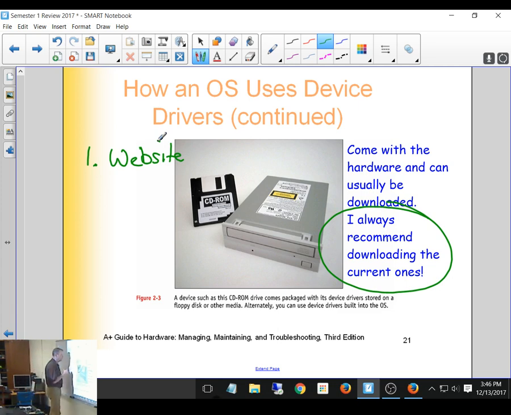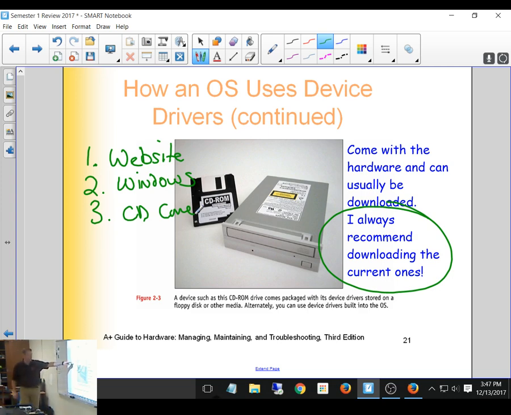So I would always recommend the manufacturer's website, and then the Windows website. So tell Microsoft to go out and find the current driver, and then lastly the CD that came with the piece of hardware, in that order. So I'm going to manufacturer websites primary, Windows using the Windows Update feature secondary, and then the CD that came with it after that, as I'm trying to find the current or the best driver for a particular piece of hardware.